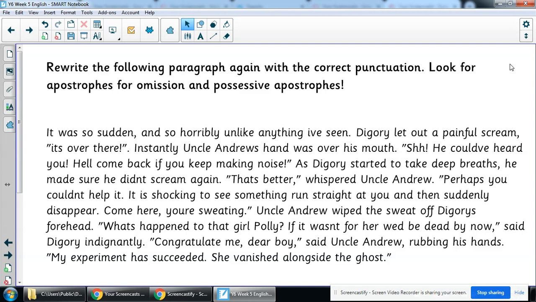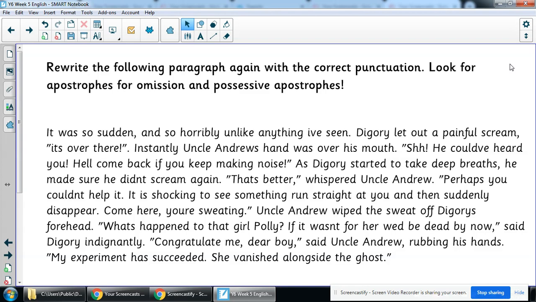So I want you to write this paragraph again, but with the correct punctuation, really focusing on your apostrophes. But this time, I don't want you to write it on your class portfolio text. I want you to write this in your books or on a piece of paper because I want to see your neat handwriting at the same time. I want you to focus and practice your handwriting too.